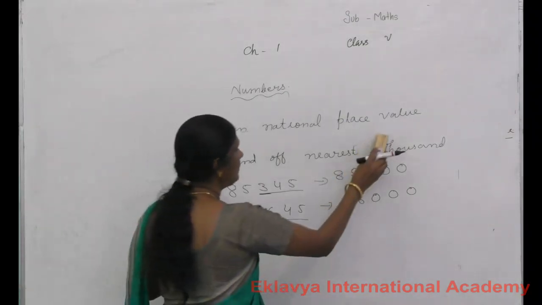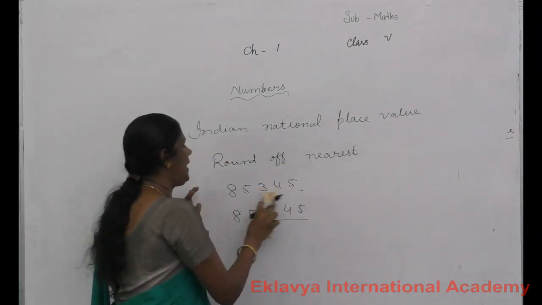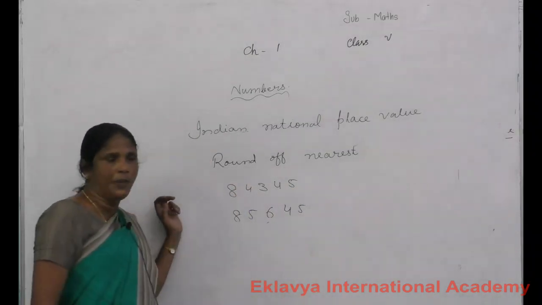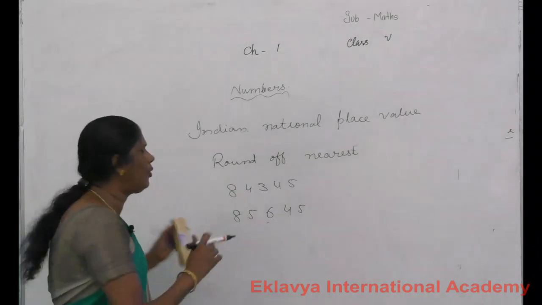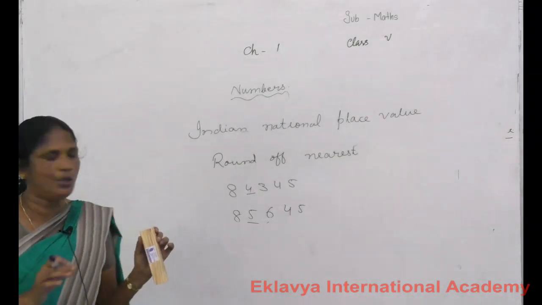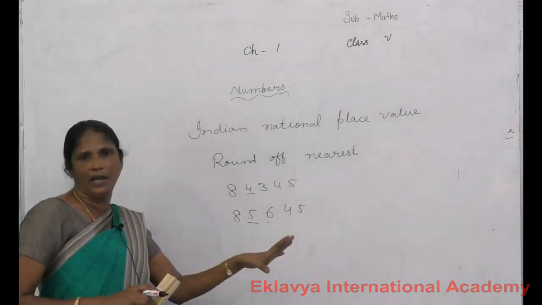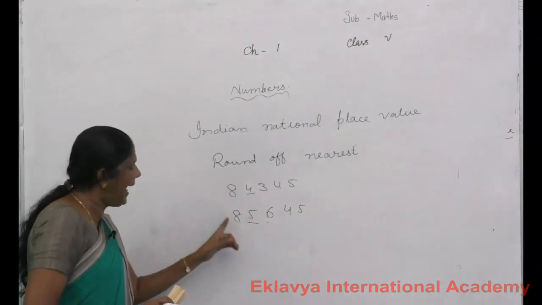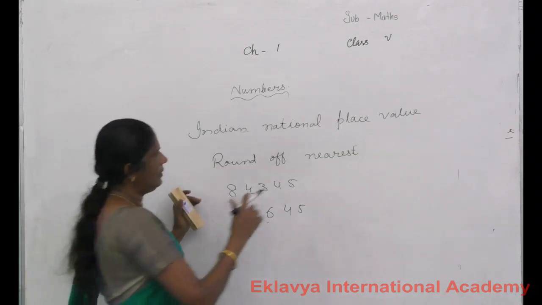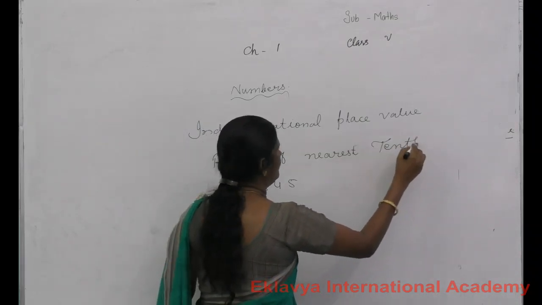Then next, nearest 10,000. Which place do we look at? The 1000 place. 0, 1, 2, 3, 4 in the 1000 place, there is no change. 5, 6, 7, 8, 9 come in the 1000 place, 1 is added in 10,000.